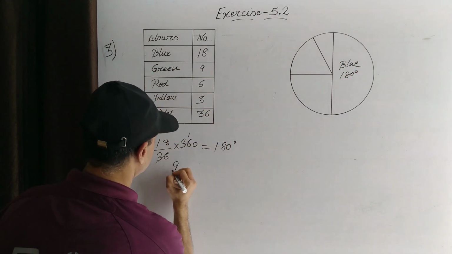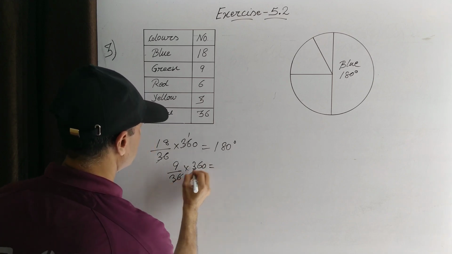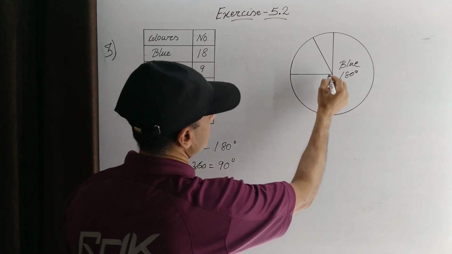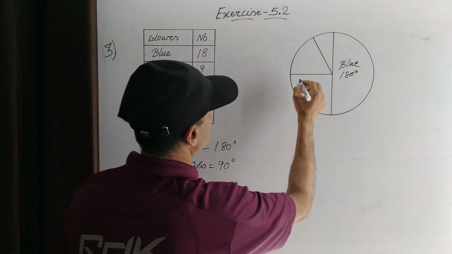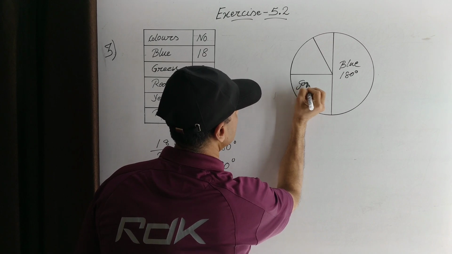Color green, 9 divided by 36 into 360, equals 90 degrees. So 90 degrees is the angle of this sector, and it represents the number of people who preferred color green.